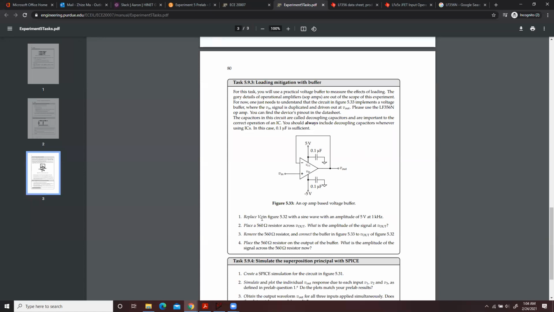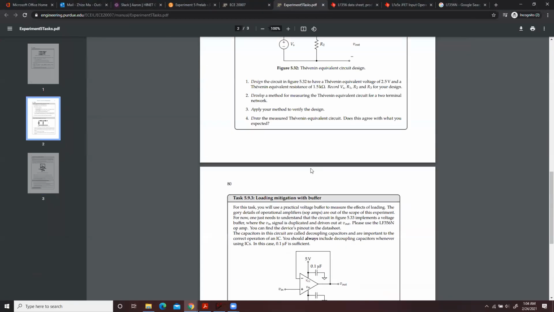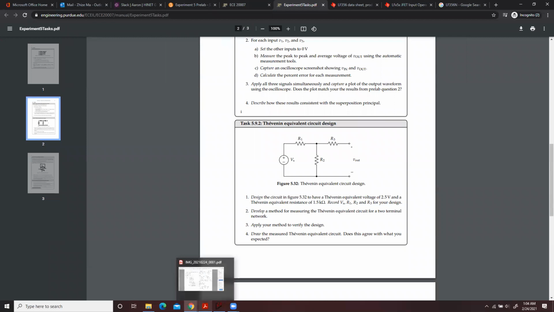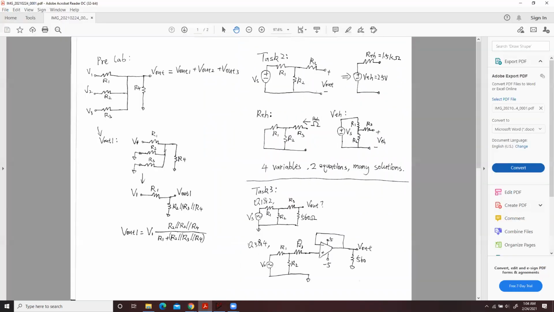Okay, so that's task 4, and question 3 and question 4 are combined with task 2. So you will build this circuit. This part is the task 2 circuit. This part is the task 3 circuit. You just need to connect them together and measure the output. So this is the circuit diagram for task 3, question 3 and question 4.